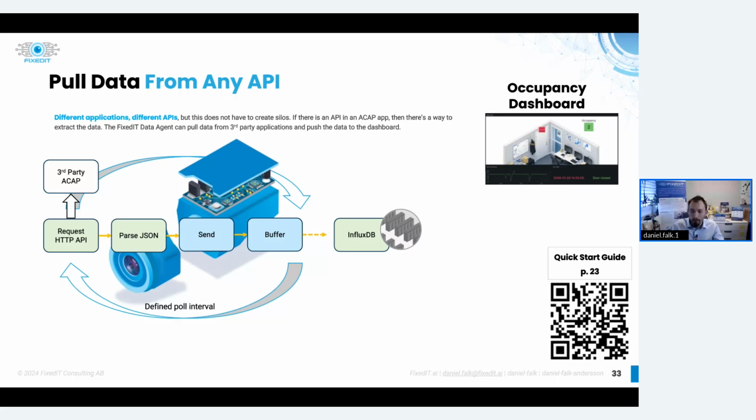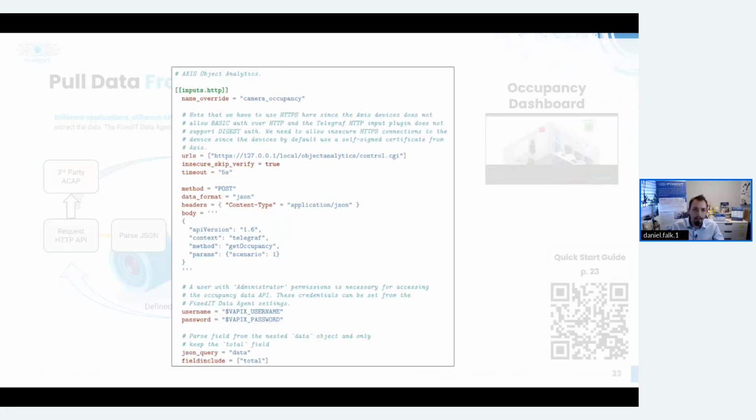And this is available in our quick start guide for the data agent, explaining how to do that. And essentially what it looks like is that you have a configuration that looks like this, which tells the data agent that it should use the HTTP plugin to make a request. It tells it which URL to do it to, some different information about parameters to use for the request. And finally, it tells that we should extract a specific field from the JSON and only keep the total number, and that's the only thing that we will send to our dashboard.